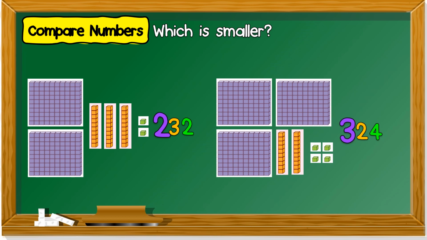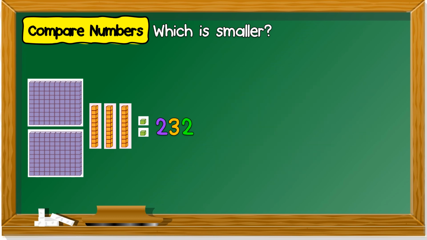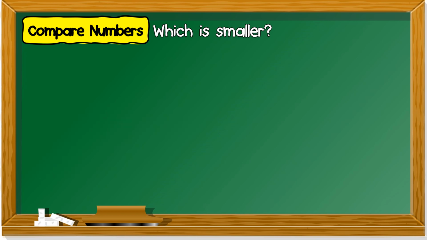2 and 3. Which is smaller? Lebih kecil. The question asks, which is smaller? So 2 or 3 smaller? 2. So the number which is smaller is 232. Next example.